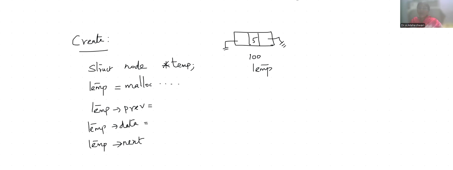Two places you have to maintain a null value. So previous is equal to null, and next is equal to null. The data alone you can give as 5. Finally, you have to point the head node here, so you can give head is equal to temp. That's it. This is called creation.